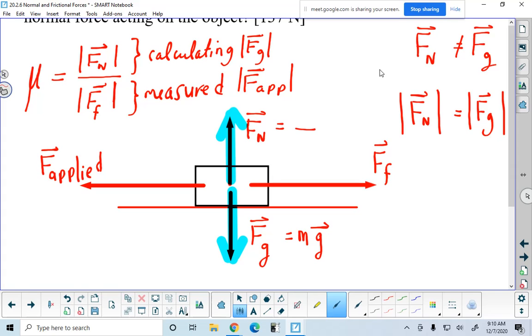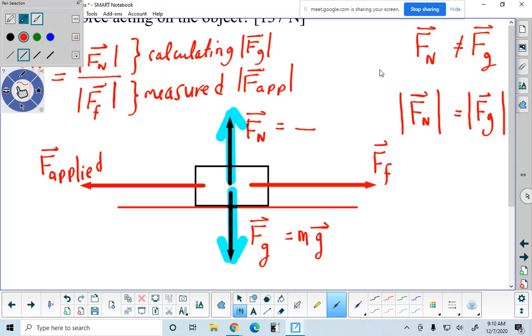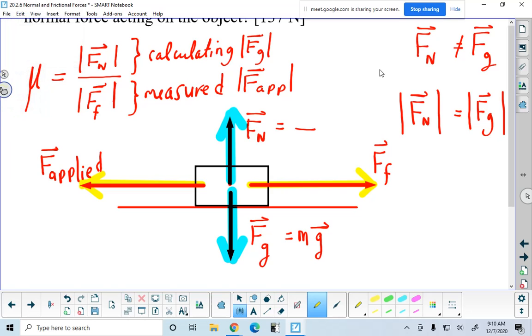In the lab, if we're moving this block at a constant velocity, then the force that you apply forward by pulling on it with a spring scale must be exactly equal to the force of friction backwards, because if you were applying a greater force forward, it would accelerate forward, and if you were applying a smaller force forward, you wouldn't be able to move it.